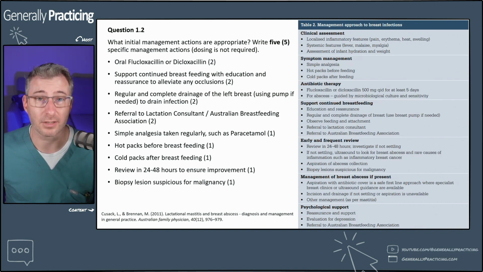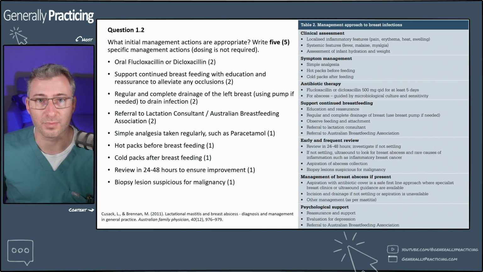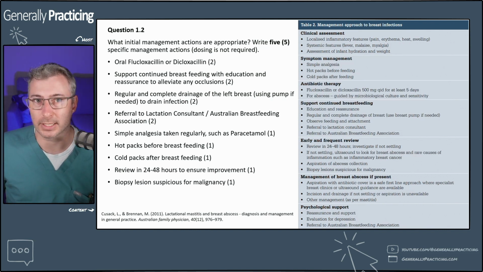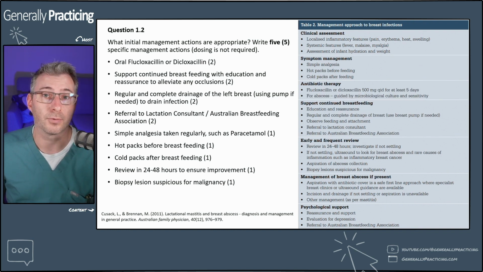These are patients that can unfortunately go downhill and not improve without more aggressive management. And so I'd be organising a review of this patient in 24 to 48 hours to ensure improvement. So we're also specifying what we want to do and why, being nice and specific there. Now, if we were particularly concerned about malignancy, for example, we'd be specifying for biopsy of suspicious lesion for malignancy.